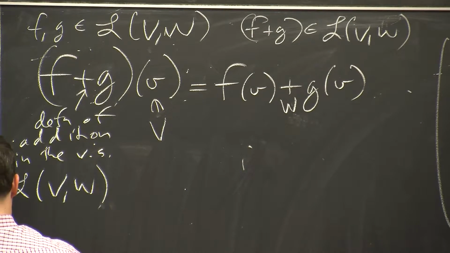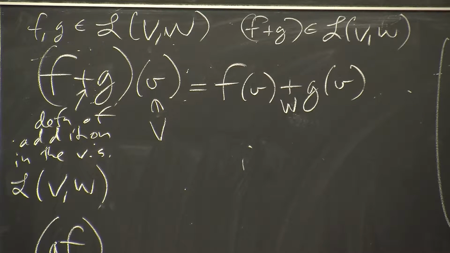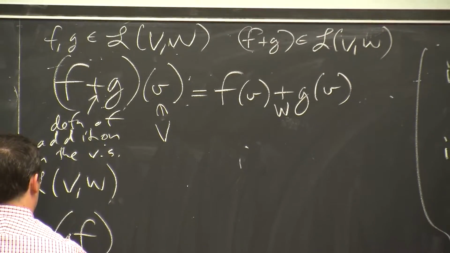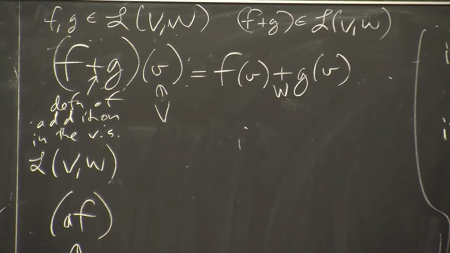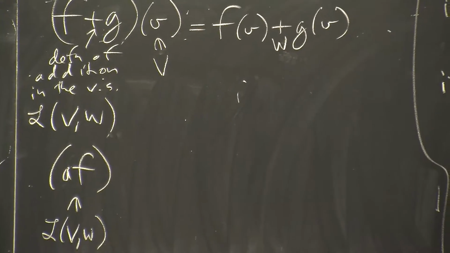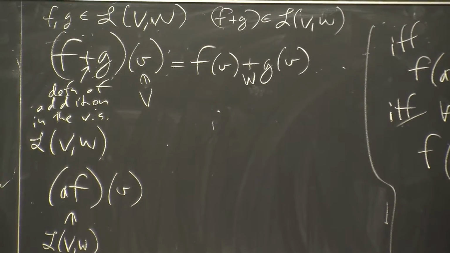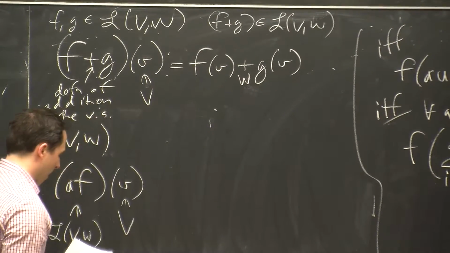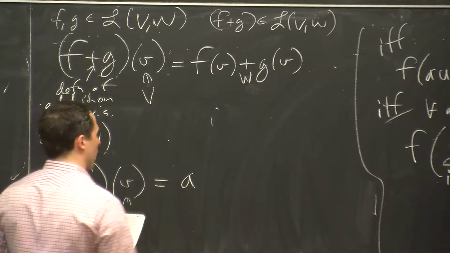Same thing for scalar multiplication. We want to define scalar multiplication, aF for a in the field. This is going to be a new map, so a new element of the space of linear transformations from V to W. And we're going to define it in terms of what it does to an input vector v, which is in V, by using the fact that we have a scalar multiplication already in W.